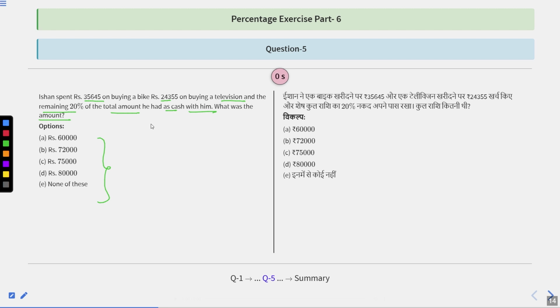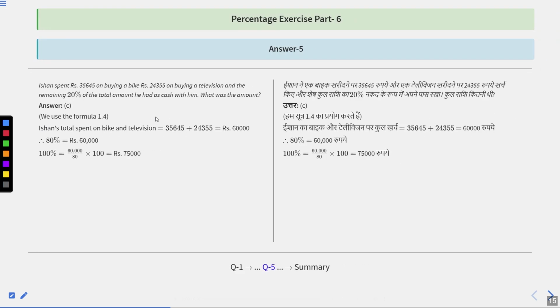Now time's up. Let's see the solution. The question says Ishan spent on a bike and a television. We add both amounts and it becomes 60,000, which is 80%, because the question says that 20% he had as remaining amount. So he spent 80% of his total income. If 80% is 60,000, what will be the 100%? 60,000 divided by 80 multiplied by 100, which is 75,000. C is the correct answer.